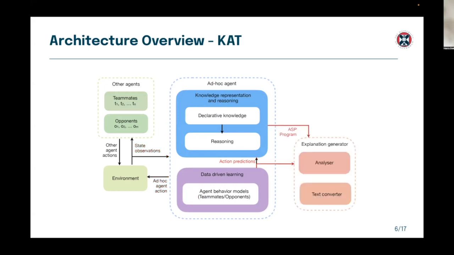And then we have the explanation generator component, which consists of the analyzer and text converter. Again, the agent is going to use the predictions from the learning component and the current knowledge base to generate the explanations.